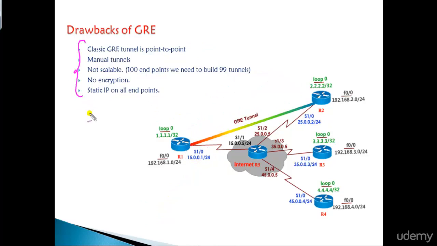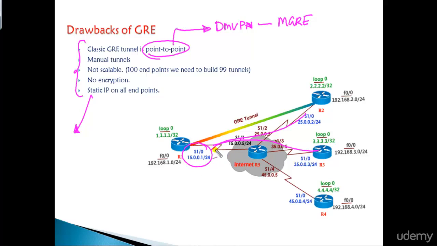Now, most of these drawbacks have been overcome in the next versions of the implementations. We have classic GRE as point-to-point. This drawback has been overcome in the next version. We have something called DMVPN implementations, dynamic multipoint VPNs, which use something called multipoint GRE. The major advantage we get with this is that from one point we can have multiple destinations. Similar to Frame Relay point-to-multipoint implementations, we can connect one particular hub to multiple spokes. That's possible, and we can use multipoint GRE for that. We'll get into that in more detail in the DMVPN sections.